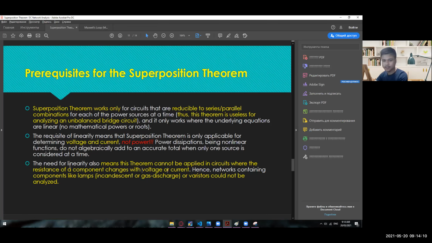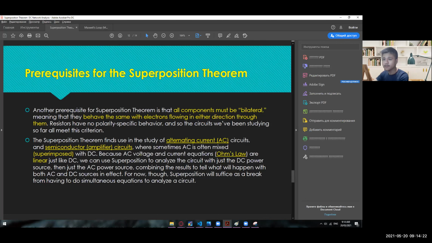So any questions so far? Okay, so yes, no question. Another prerequisite for superposition theorem is that all components must be bilateral, meaning that they behave the same with electrons flowing in either direction through them.